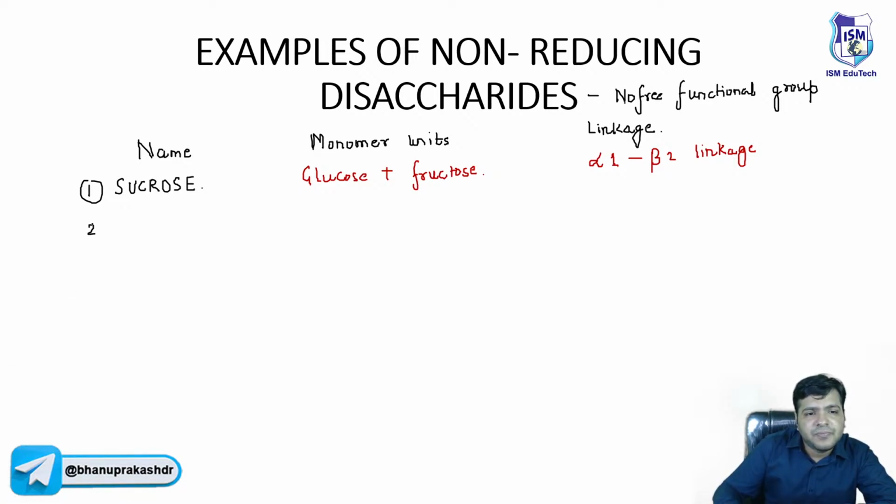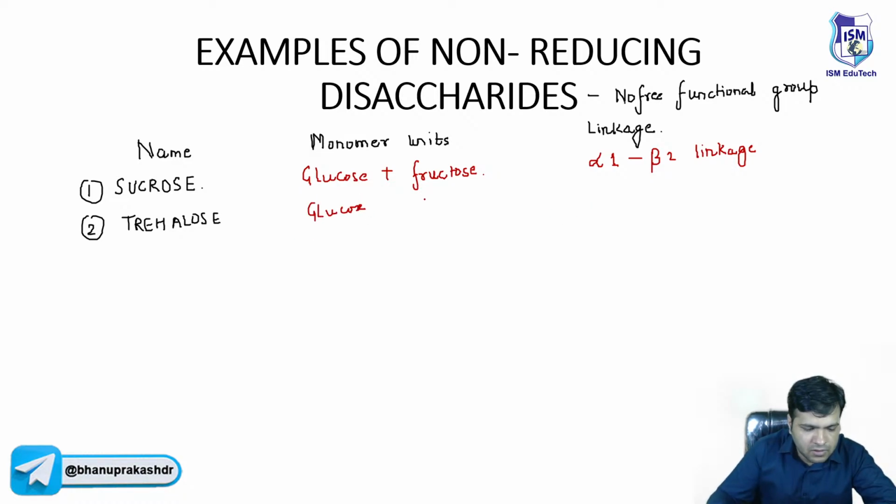The second one, beta, is trehalose. And remember, it is made up of glucose. Tell me if anyone wants to answer: trehalose is made up of what, beta? Glucose and glucose only.